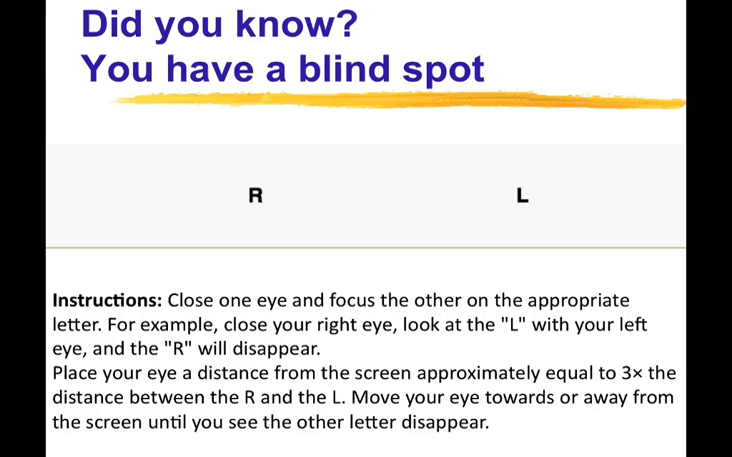But if you close one eye and now you only get information from one eye, this is when you can detect your blind spot. Does that make sense?